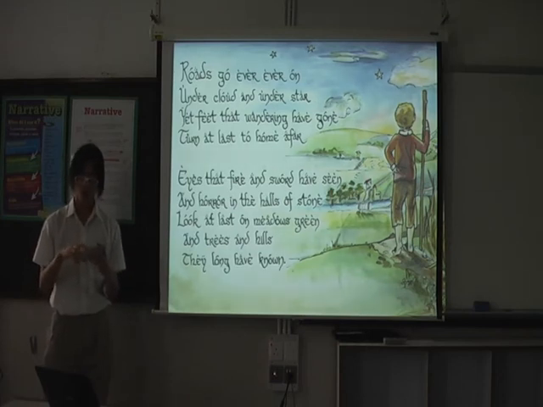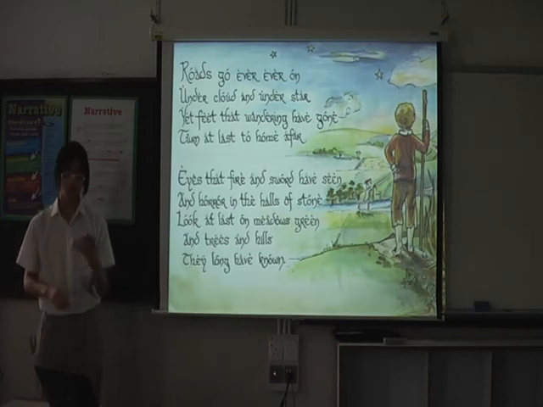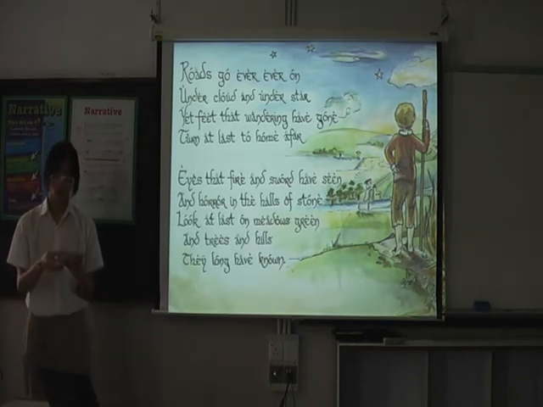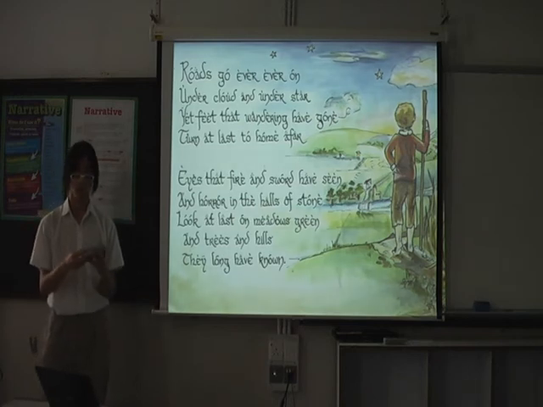Roads go ever on, under cloud and under star. Yet feet that wandering have gone, turn at last to home far. Eyes that fire and sword have seen, and horror in the halls of stone, look at last on meadows green, and trees and hills they long have known.